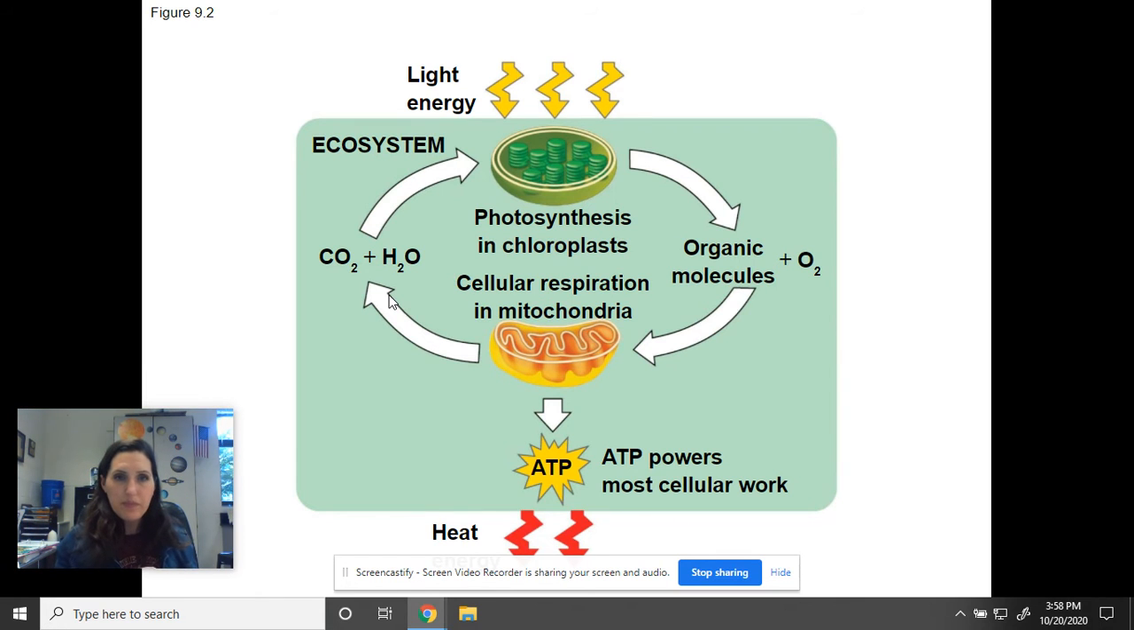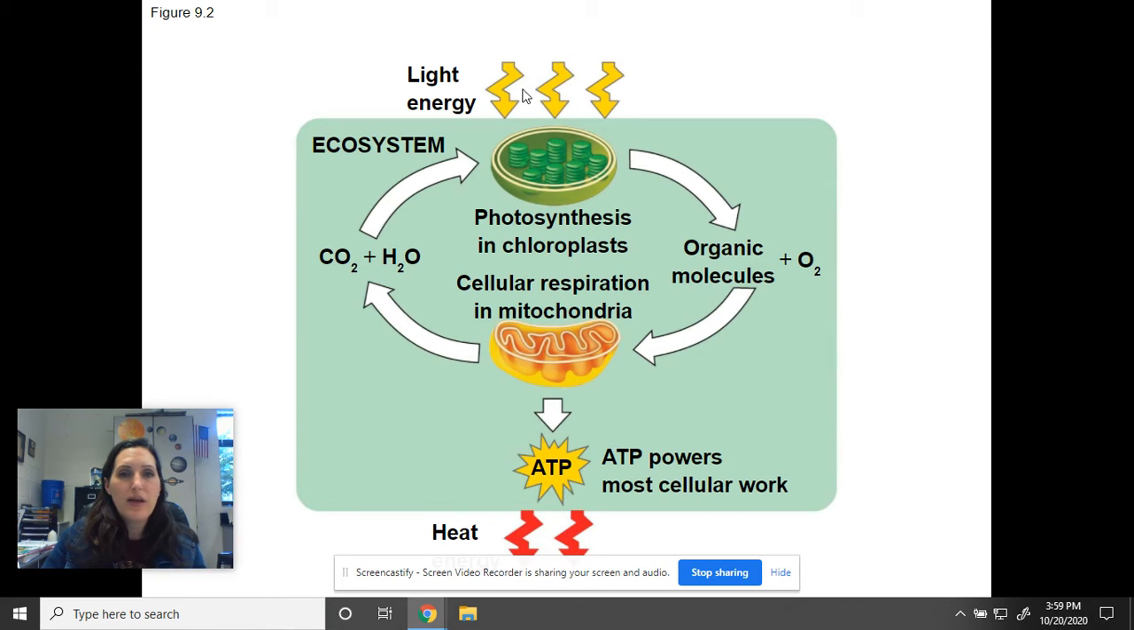What you want to know here is photosynthesis is only in plants. Cellular respiration is only in animals. And actually, plants do both, photosynthesis and cellular respiration. You want to know plants do both. Animals just do cellular respiration. You want to know that the product of cellular respiration is the reactant to photosynthesis, and the product of photosynthesis is the reactant into cellular respiration.